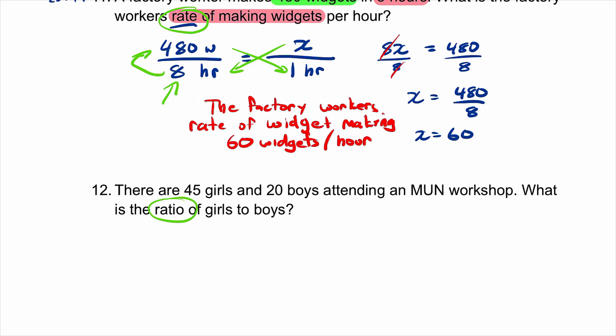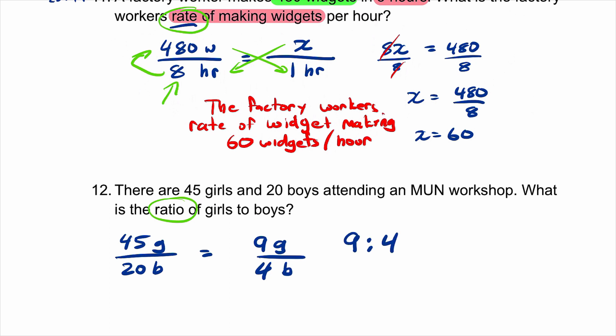Now, in this case, we're looking at 45 girls and 20 boys. So you want to set it up as a fraction. So 45 girls and 20 boys. We want to end up with a ratio of girls to boys. So how many girls for every how many boys make up this ratio? So I can see that 5 can divide into 45, and we end up with 9. And 5 can divide into 20, and we end up with 4. So we have 9 girls per 4 boys. And as a ratio, it's usually written like this, 9 to 4.